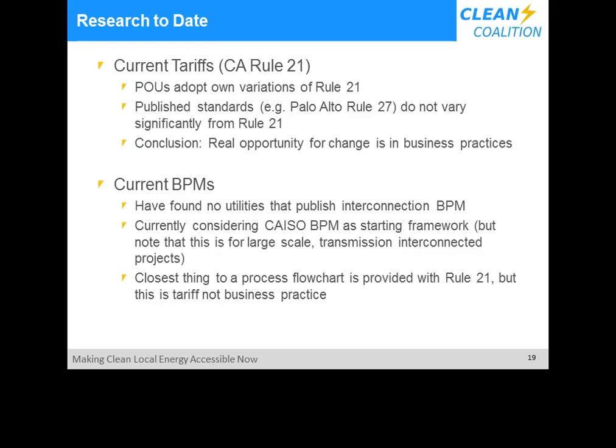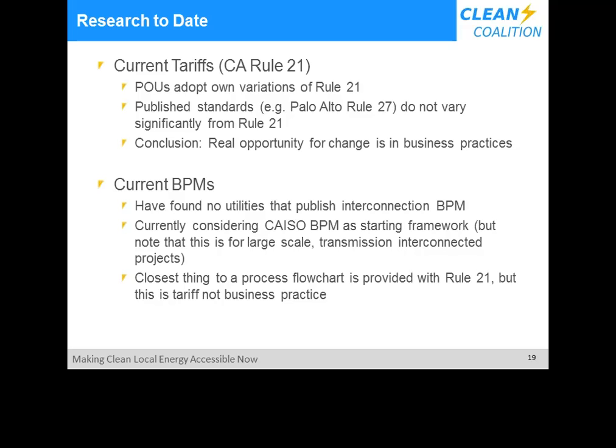So the utilities that we've talked to, or looked at and investigated, don't publish an actual business practice manual. We did get one of these business practice manuals from the California Independent System Operator, which is an ISO that deals with transmission level interconnection, but that's not the utility distribution grid. So we haven't seen utilities at the distribution grid level publish a business practice manual for their local solar installers.